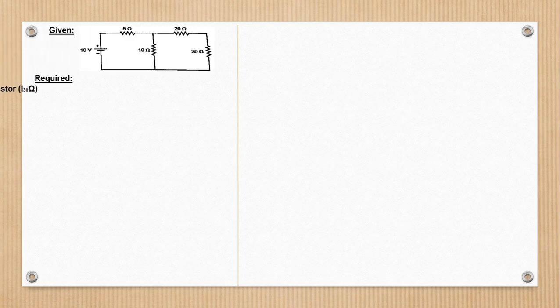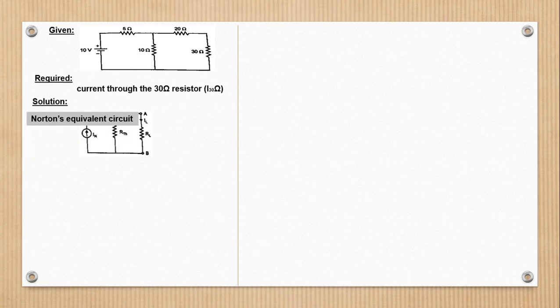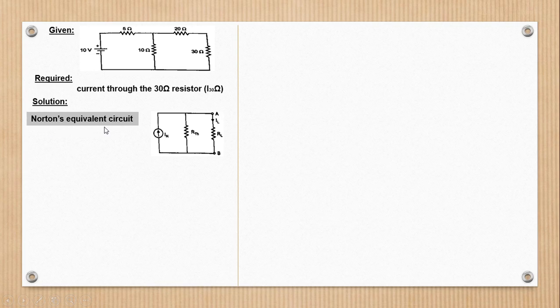Let us solve the problem. First draw the given circuit diagram and then write the required data. The required data is current through the 30 ohm resistor. Then write the solution. The first step is to draw the Norton's equivalent circuit, where current source, Thevenin's resistor and the load resistor are all connected in parallel combination. Also you can write the value of load resistor, that is 30 ohm resistor.